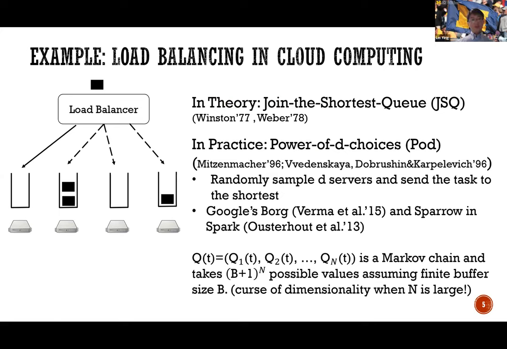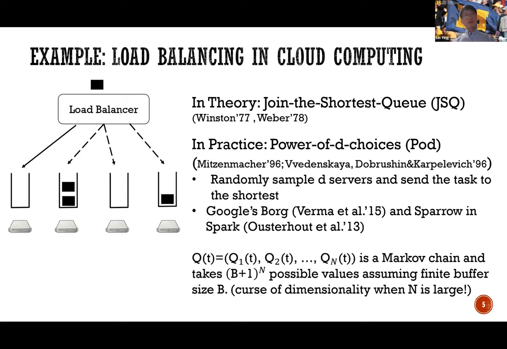So here's the example, it's a load balancing problem. We have many servers, and each server has a separate queue, and a job comes in, and the load balancer needs to dispatch the job to one of the servers. We assume all the servers are homogeneous, all the jobs are homogeneous, arrival is Poisson, service time is exponential with mean one. And what's the goal here? The goal here is to design a load balancing algorithm such that the delay can be minimized.